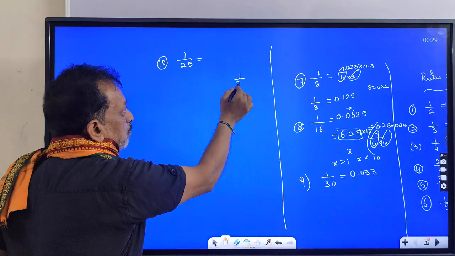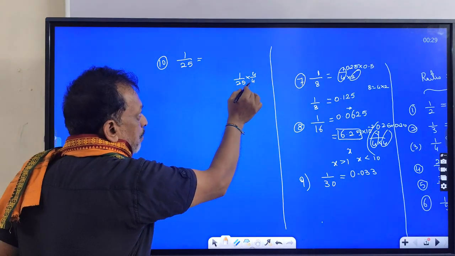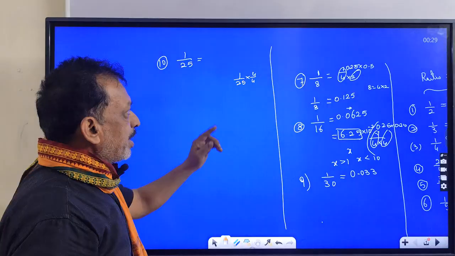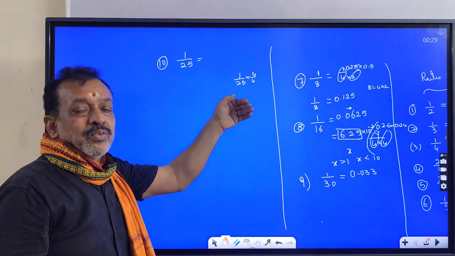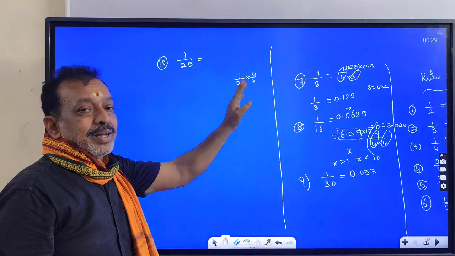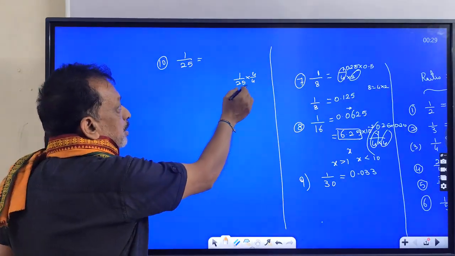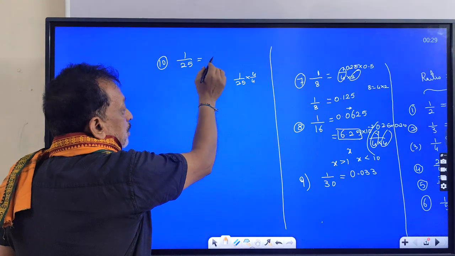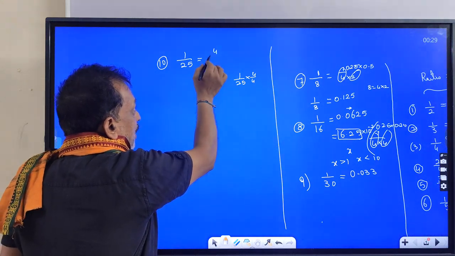That actually simplifies to 1 by 25. So multiply and divide with 4. Our main aim should be to try to get zeros in the denominator. If you get zeros in the denominator, it automatically becomes a power, 10 to the power of minus. This becomes 100, and 4 is there, so that is 4 by 100.